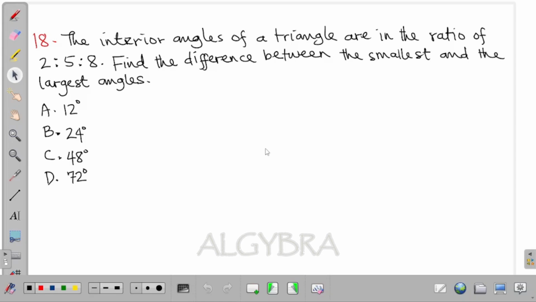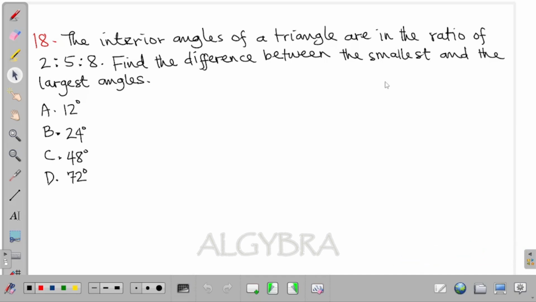So in today's video we are going to solve question 18 of the WAEC 2025 objective questions, and it says the interior angles of a triangle are in the ratio 2:5:8. Find the difference between the smallest and the largest angles. Option A is 12 degrees, option B is 24 degrees, option C is 48 degrees, and option D is 72 degrees. Okay, so let's go through solving this particular question right now.